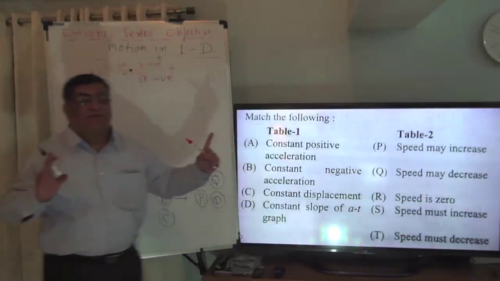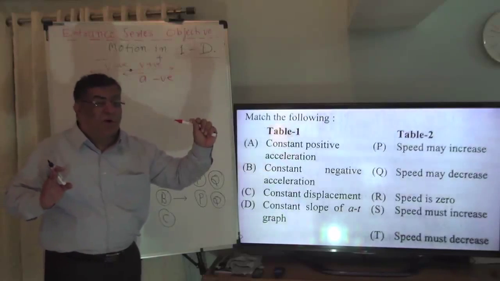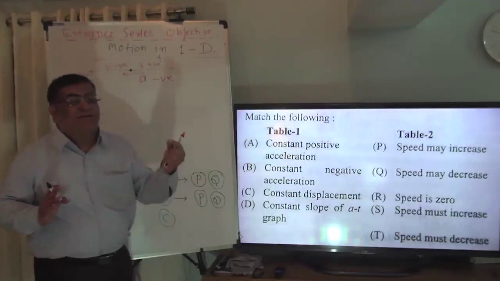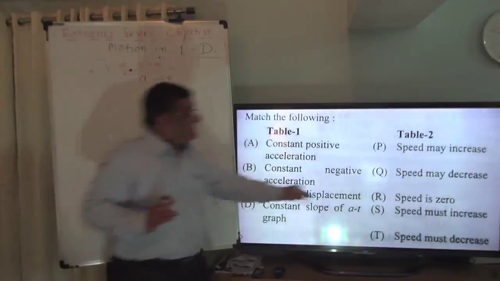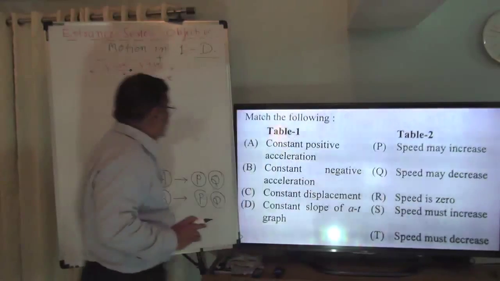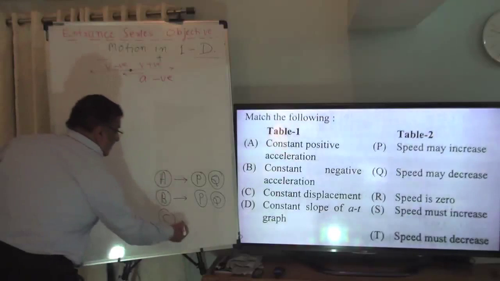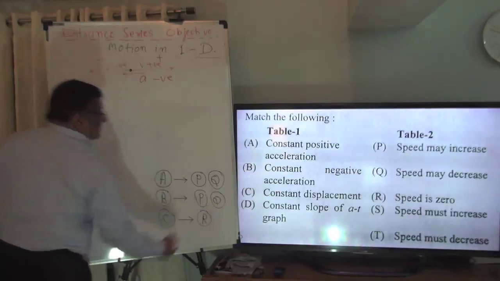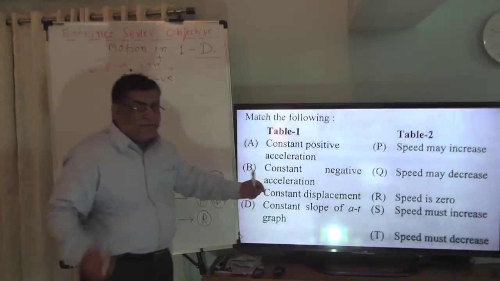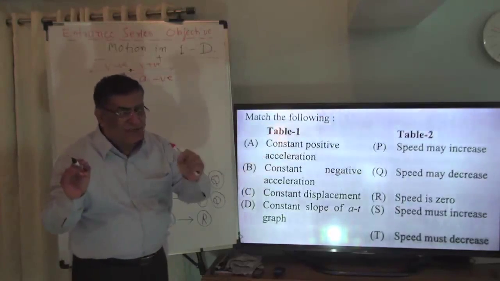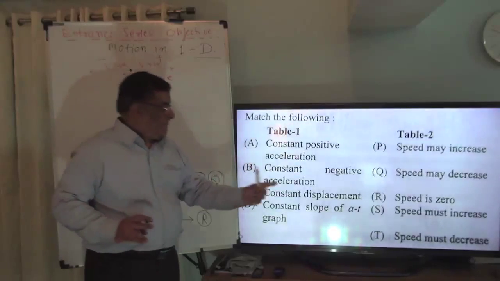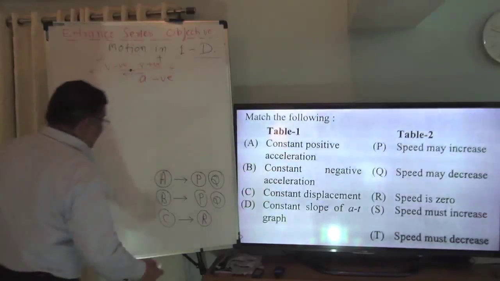Constant displacement. Displacement is not changing. What is happening to this body? You will say it is not moving. So if it is not moving, what is its speed? The answer is speed is 0. So this is our right option for C. That means if the displacement is not changing, the body is not moving. Okay. Then D.